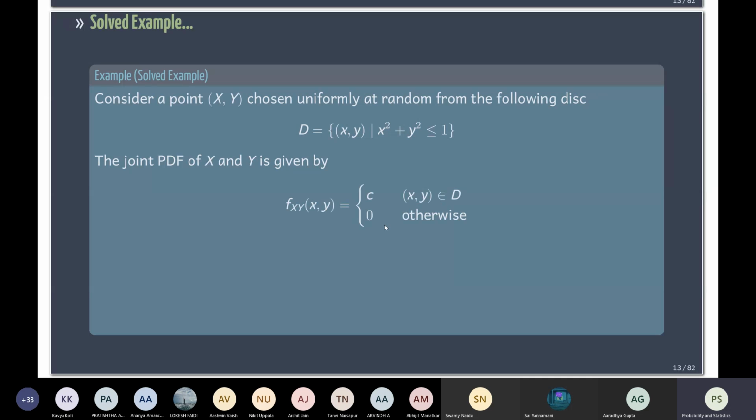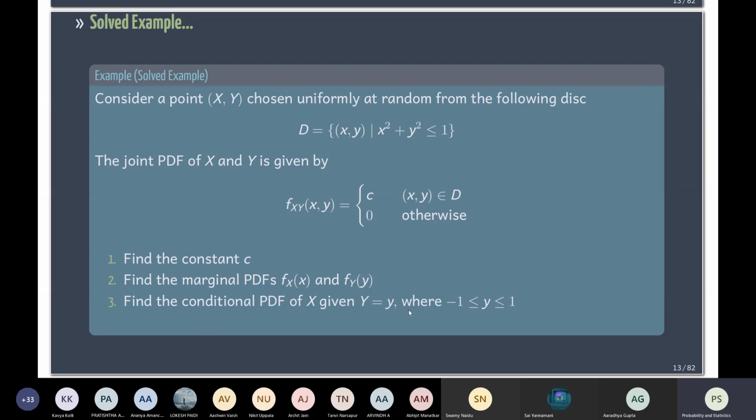The joint PDF is given to us, so it takes a constant value in this disk. So find the constant C, find the marginal PDFs fX and fY, and find the conditional PDF of x given y, where y is given to be in this range, obviously because it's in a circle. And then another question is, are x and y independent? So this is one more question on independent random variables.